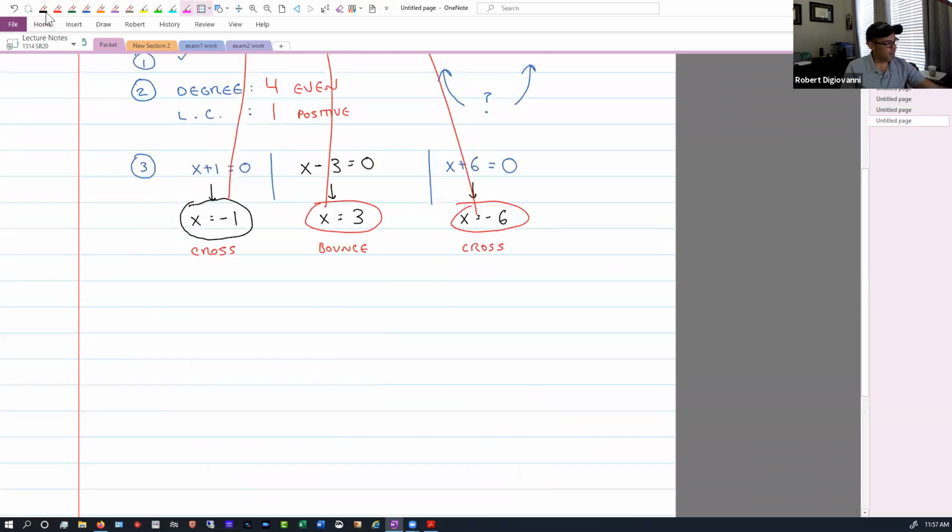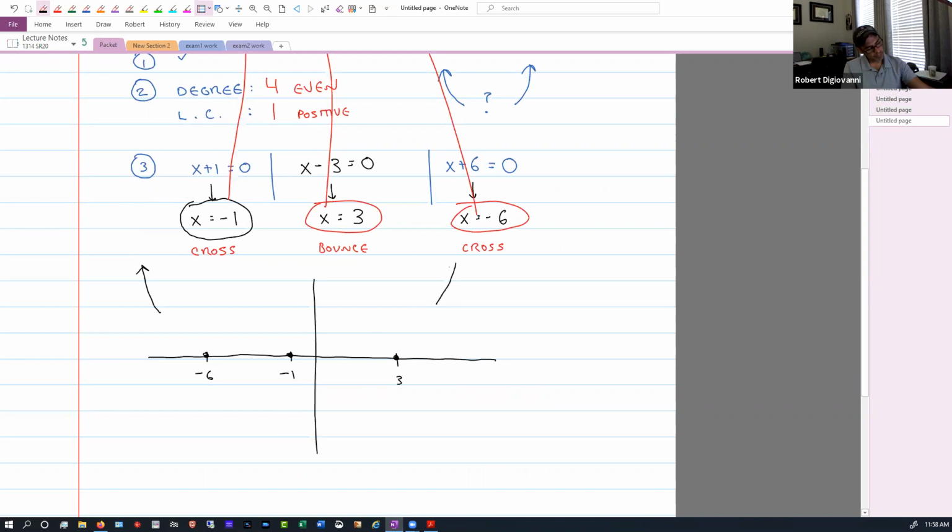Okay, so here comes my picture. Okay, my x-intercepts, -6, put a dot. -1, put a dot. 3, put a dot. My left side goes up. My right side goes up. And now I need to connect them.